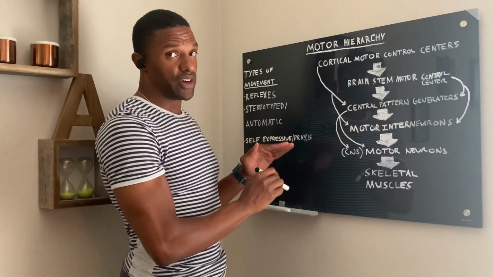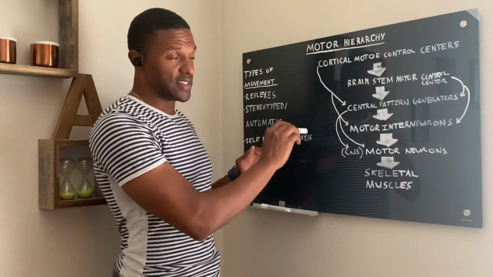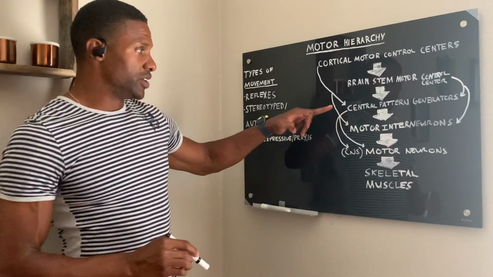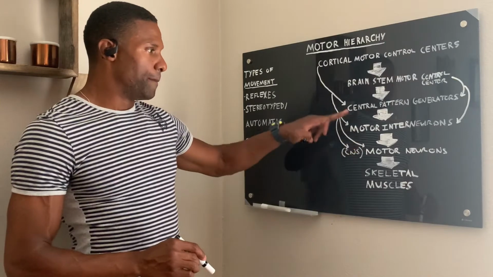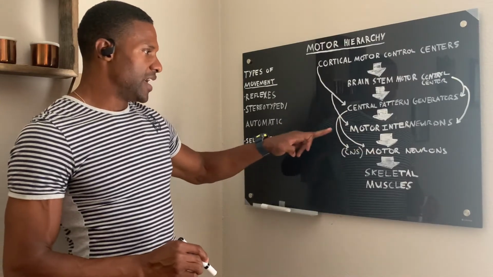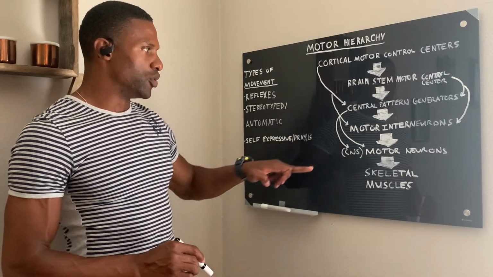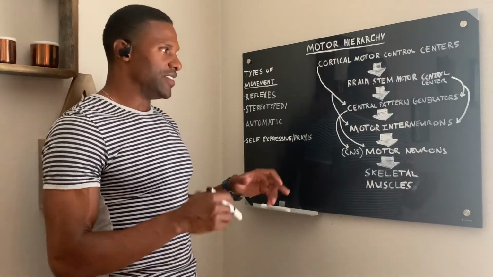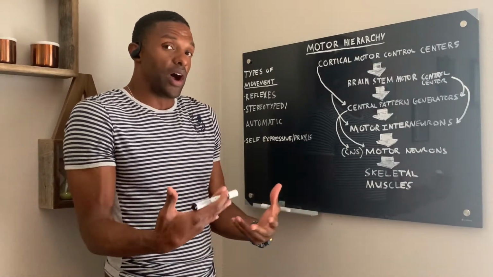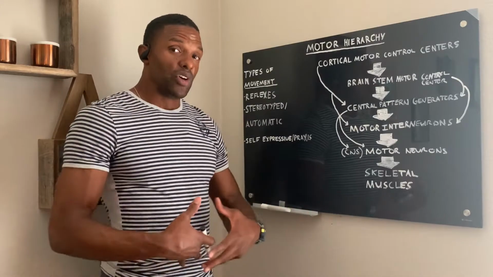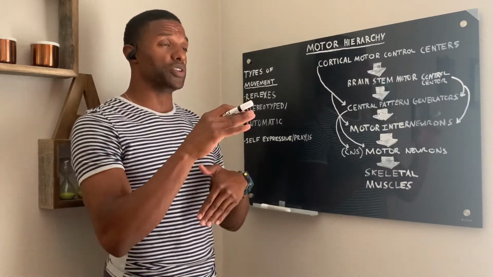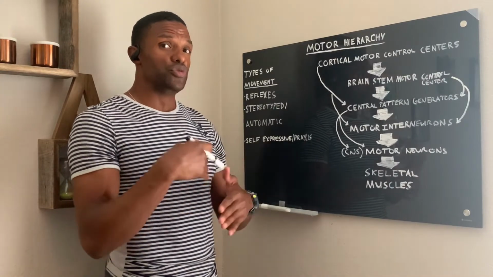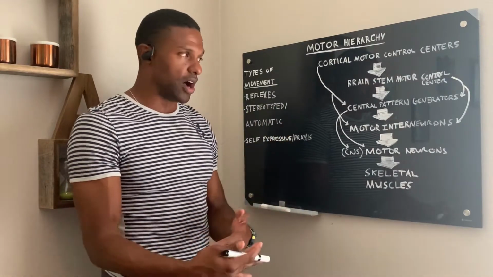And central pattern generators are a plastic type of circuit that really sends its input into motor neurons and as well into the motor interneurons. And this is why these things do not require much conscious thought. When you chew, you don't think, open your jaw, close, open your jaw, close. You just do it automatically without conscious thought.